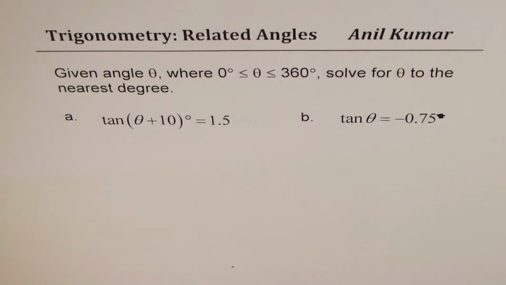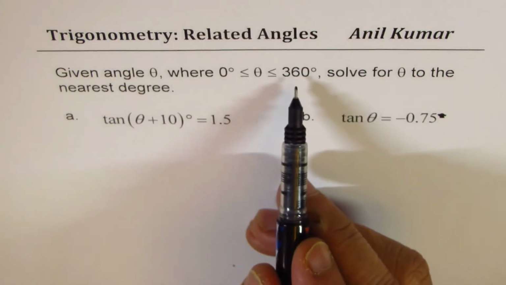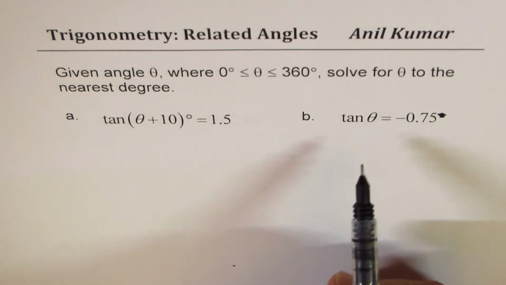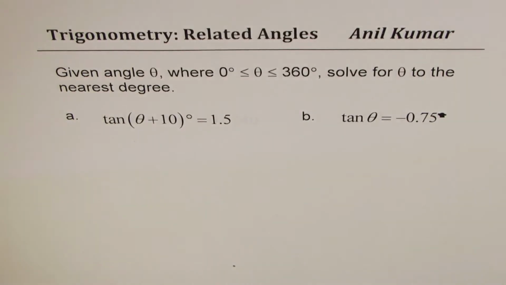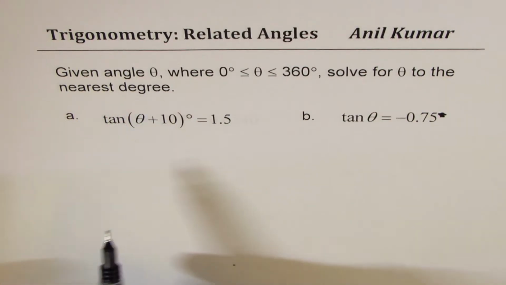I'm Anil Kumar. In this set of videos, we'll figure out how to find the angle when the angle is between 0 to 360 degrees and some trigonometric ratios are given to us. So I'll take a few examples and I hope that helps. We are going to round all the angles to nearest degree.